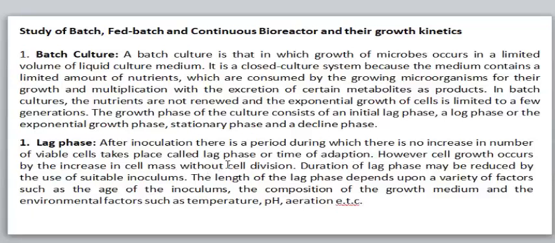There is no cell division, only an increase in cell mass, means the volume of the cell will increase, the size of the cell will increase without any division. So this phase depends on the type of inoculum or the age of inoculum. If the inoculum is young and healthy without any contamination, the lag phase will be smaller. It will grow faster. So this is basically the phase of adaptation.